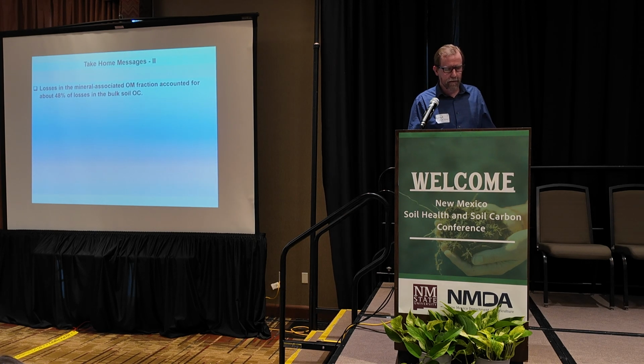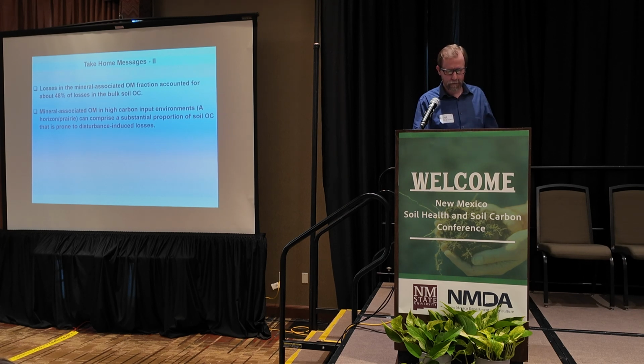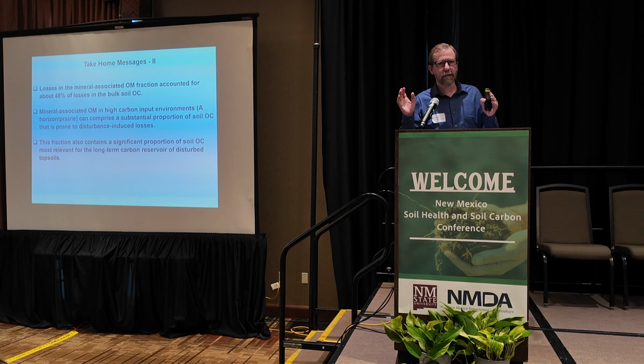So, losses in the mineral-associated organic matter accounted for about 48% of losses in the bulk soil organic carbon. The mineral-associated organic matter in this high-input environment, the prairie horizon, is a substantial proportion prone to losses. But at the same time, this mineral-associated organic matter is kind of our last frontier, right? It is 60% stabilized, highly stabilized against disturbance. So that is stuff that is highly stabilized against microbial decomposition and stays in the soil.